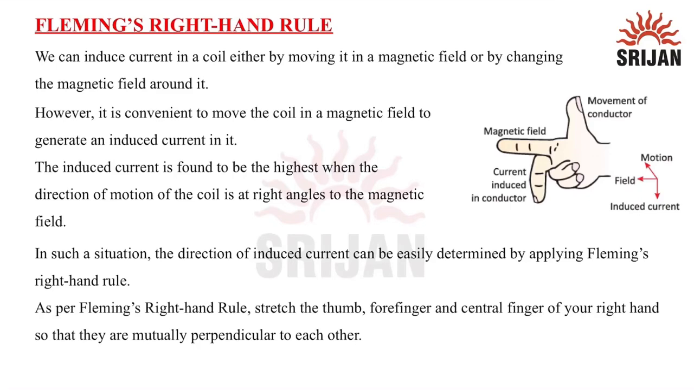In this video, we will learn about Fleming's right-hand rule. We have already studied that we can induce current in a coil either by moving it in a magnetic field or by changing the magnetic field around the coil. However, the more convenient approach is to move the coil in the magnetic field to generate an induced current in it.